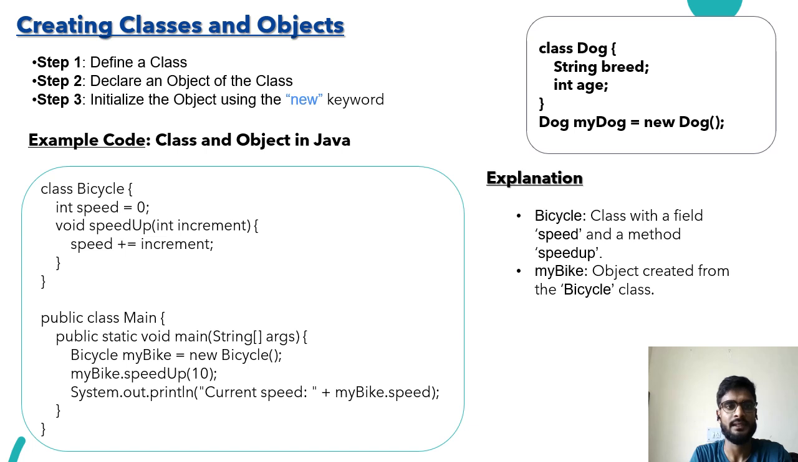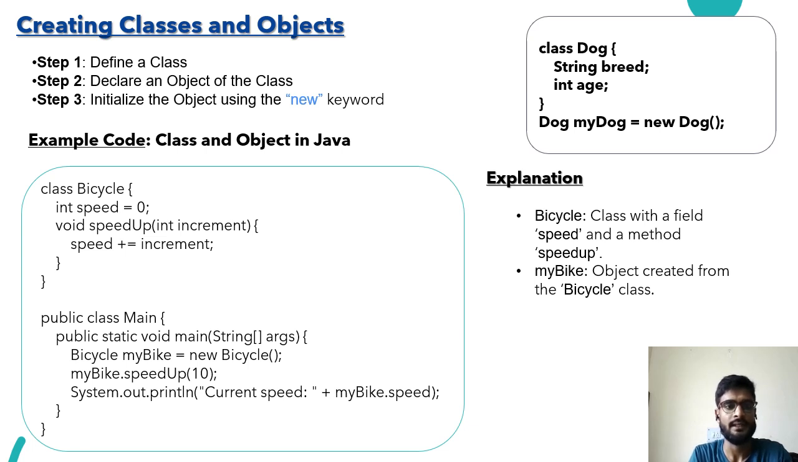Now in this slide we will see the creation of classes and objects in Java. There are basically three steps. First, defining a class. Second, declaring an object of the class. And third, initializing the object using the new keyword. In the syntax here we can see a class Dog which has attributes String name, int age, and Dog myDog = new Dog(), which is the creation or construction of the object.